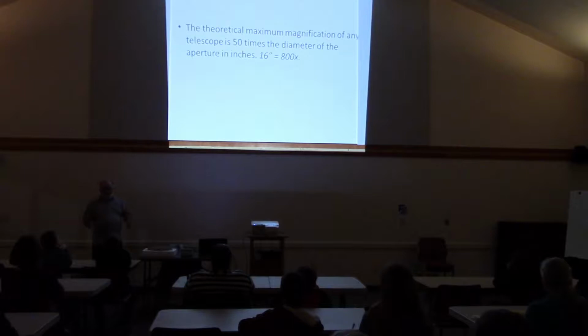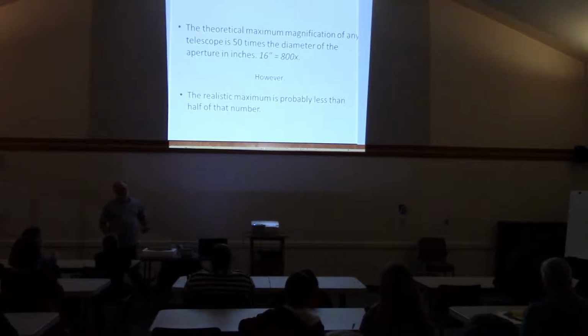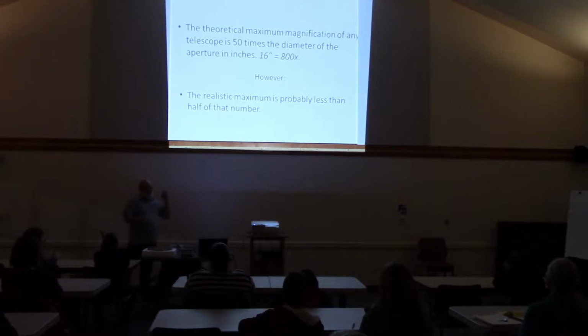However, and this is the big however, the realistic maximum is usually less than half of that. So when you go to Target or Walmart and you see a little telescope on the counter and it says 1500 power, they're lying to you. You can put an eyepiece in to give you 1500 power and it will never focus.